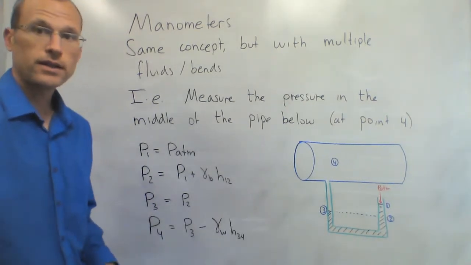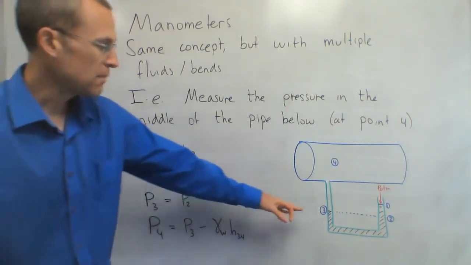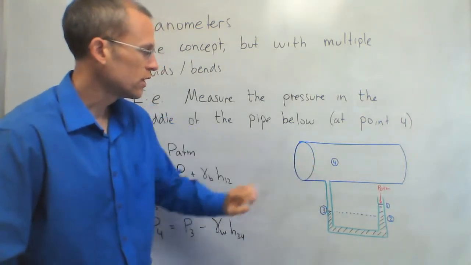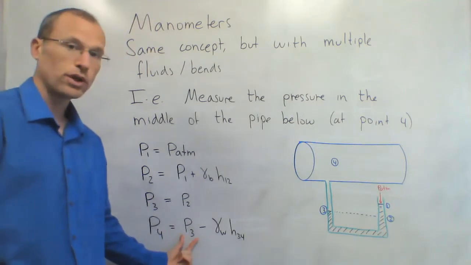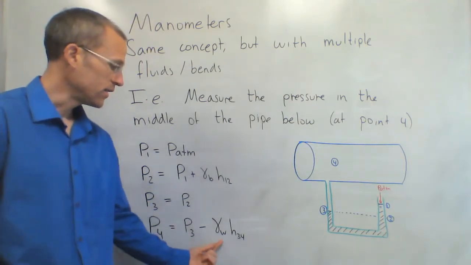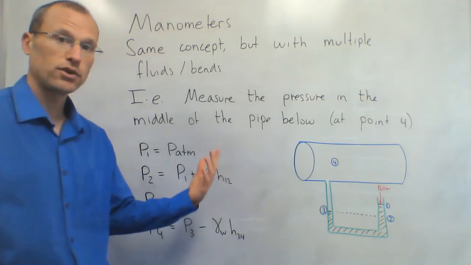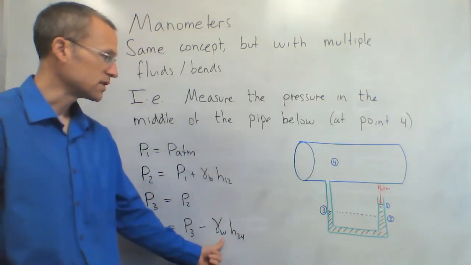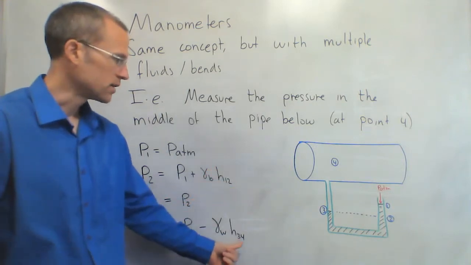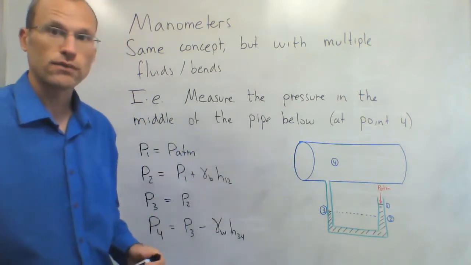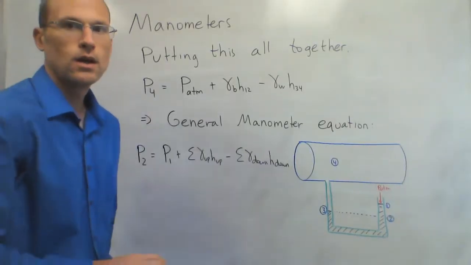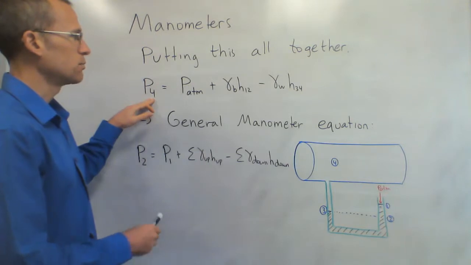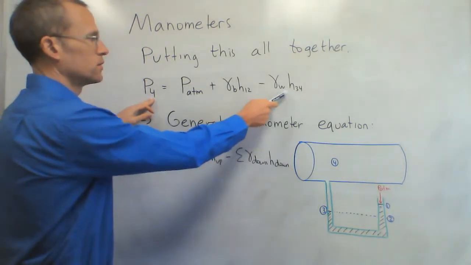And then finally, you get to point 4. At point 3, I have some pressure that I know, and then I want to get up to point 4. So similarly, I take the pressure that I have at point 3, and then take away this hydrostatic pressure contribution because I'm going up in the fluid, so I'm going to have less pressure at the top than the bottom. So take away whatever the specific weight of that white fluid is, times that same distance, H34. So I put this all together into one equation: P4 equals P3 minus gamma W H34.